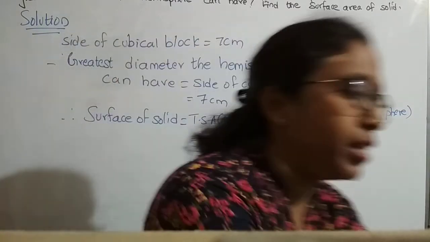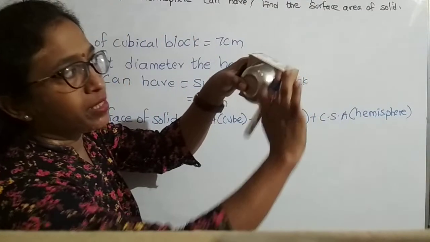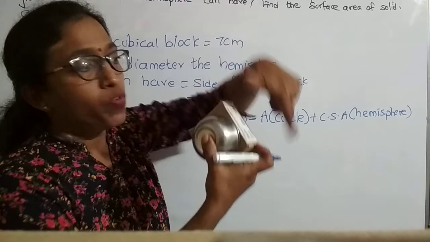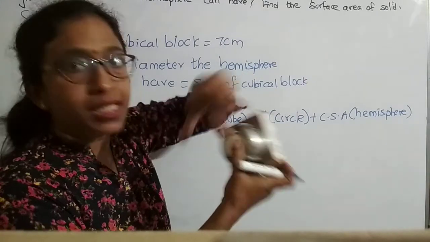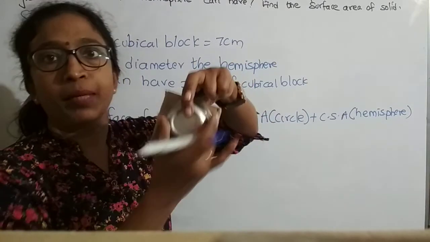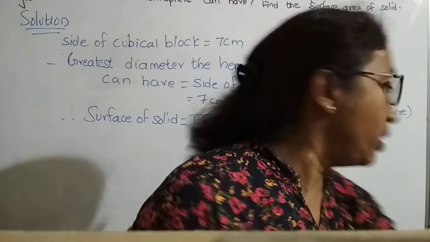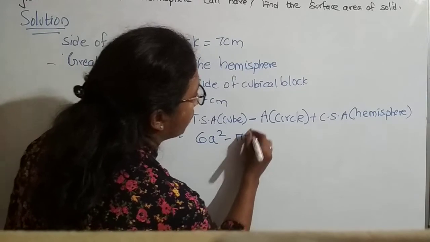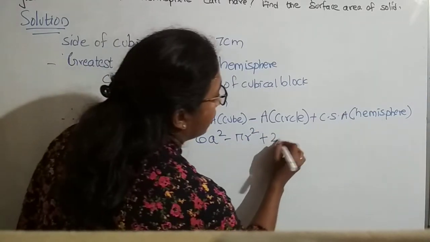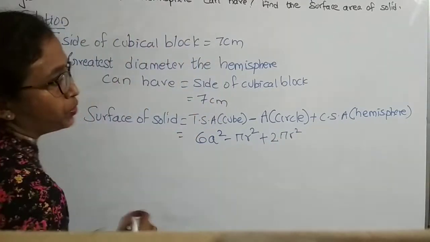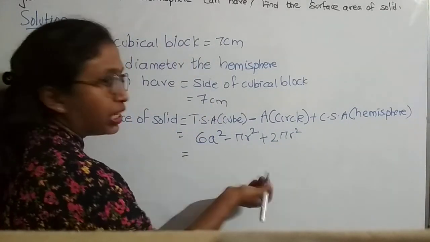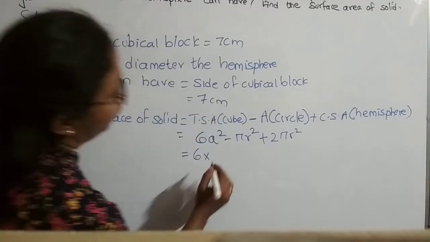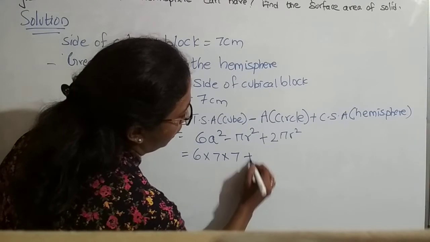I hope this is understood very clearly. Correct? Here again I am explaining, when I am painting, these 4 sectors need to be painted, right? So we are considering the TSA minus the pi r square, and here the CSA of the hemisphere is 2 pi r square. So we get 6a square minus pi r square, plus 2 pi r square. 2 pi r square minus pi r square will give you pi r square, and here we can substitute 6 into a square, where a is the side of the cube, that is 7 into 7, plus pi r square.